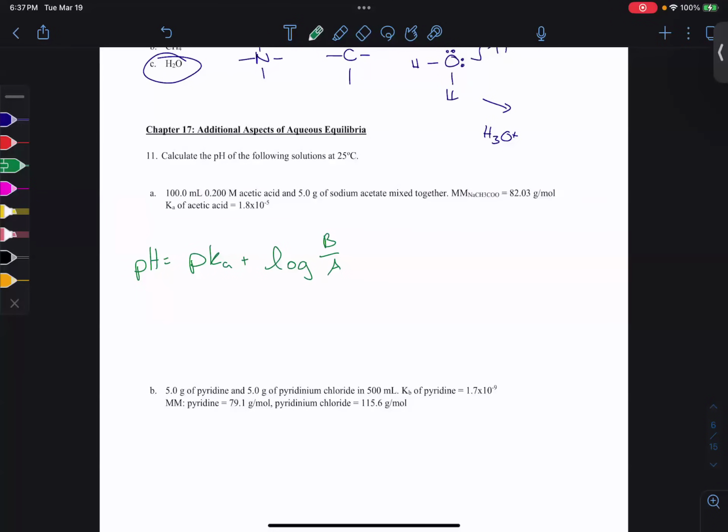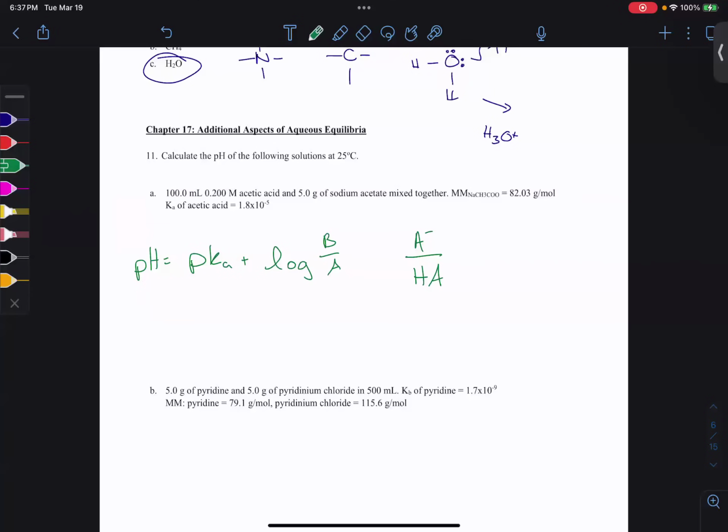Buffers exist when, in this base to acid ratio, it can't just be any base and any acid. It actually has to be the conjugate base and the acid form, so the acid HA and its conjugate base. You have to have both of them present in large amounts, molarities or millimoles of both. If one of those values is 0, you can't use the Henderson-Hasselbalch equation. It's not a buffer, and if you shove it in, you will be wrong. So identifying whether something's a buffer is very important.